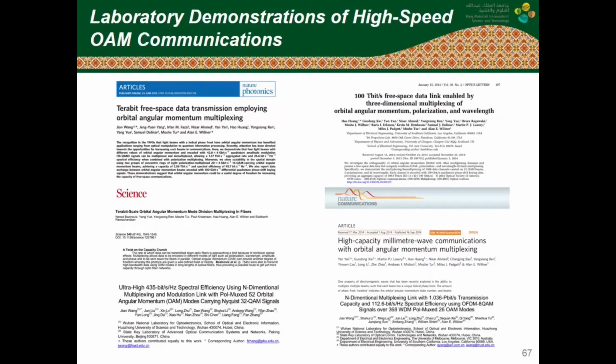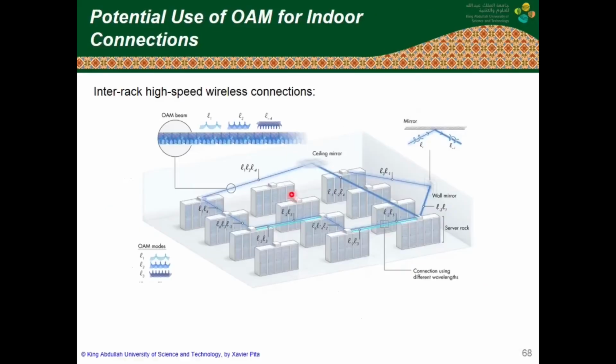with very high spectral efficiency levels over FSO links and also over optical fibers. And such transmission capacities have not been demonstrated before using any communication technology, neither fiber or radio frequency. OAM has also several other potential uses in communication. One of them is establishing high-speed indoor wireless connections, in particular in data centers.